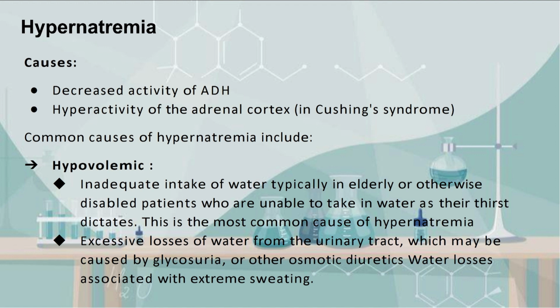Common causes of hypernatremia include: hypovolemic. Inadequate intake of water, typically in elderly or otherwise disabled patients who are unable to take in water as their thirst dictates. This is the most common cause of hypernatremia. Excessive losses of water from the urinary tract, which may be caused by glycosuria or other osmotic diuretics. Water losses are associated with extreme sweating.